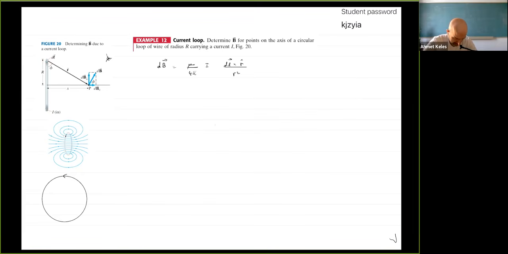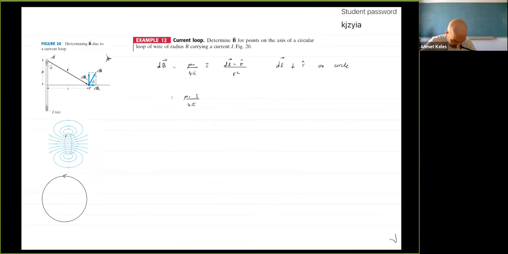And your r is this vector. So at any point on the circle, r and dl are perpendicular. So dl is perpendicular to r on the circle. So we can take this cross product, which is just a normal product. So this is going to be equal to mu 0 I over 4 pi.